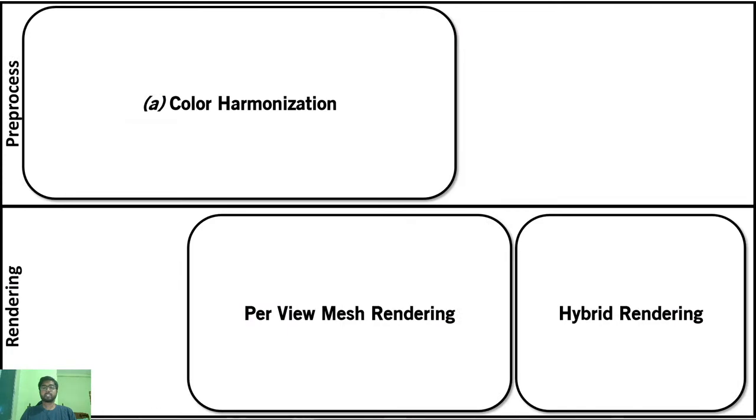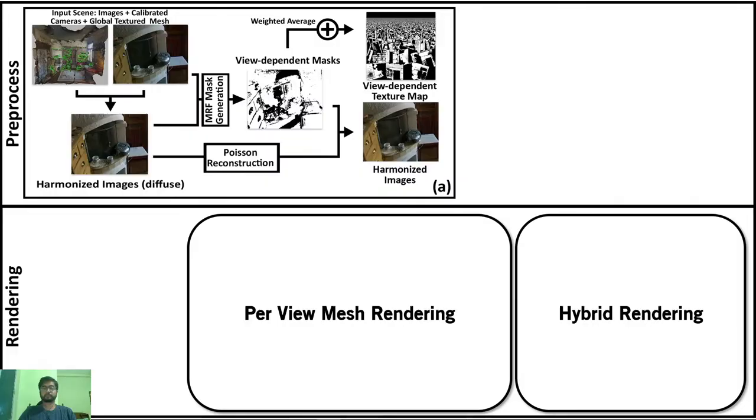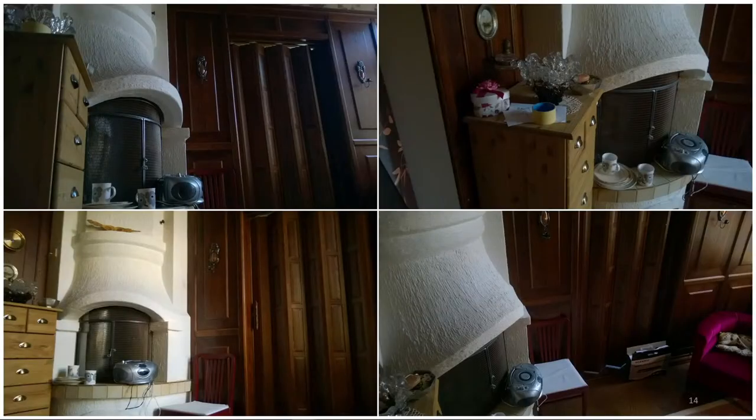Let us now look into each of the three contributions individually, starting with color harmonization. Generally, in wide baseline datasets, we have appearance mismatch between images, which leads to image harmonization artifacts during rendering. This mismatch is caused by change in appearance of the scene, either due to natural causes such as change in environmental illumination, or artificial changes such as change in exposure, white balance of the camera, or blocking of light source by the photographer. For example, here there is a huge intensity variation on the same regions of the chimney.